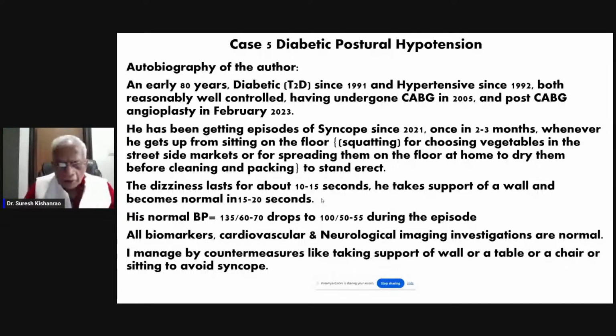All biomarkers, cardiovascular and neurological imaging investigations are normal. So basically, in such cases, diabetic postural hypotension can be managed by the patient themselves.